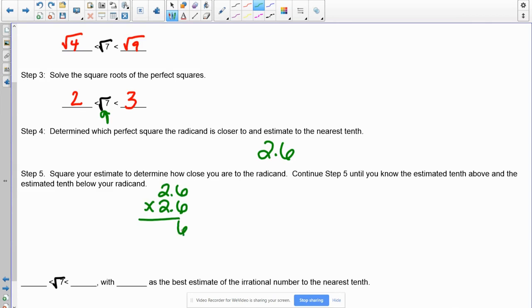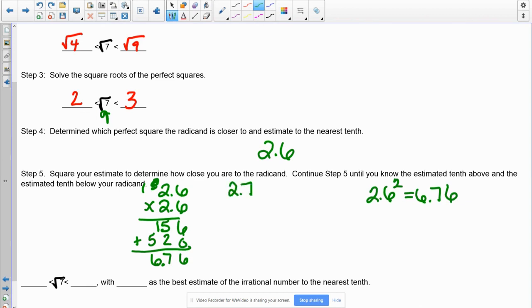So 6 times 6 is 36. 6 times 2 plus 3 is 15. Add my 0. 2 times 6 is 12. Carry my 1. 2 times 2 is 4 plus 1 is 5. I'll work on my addition here. 6, 7, 6. Move the decimal over twice, and I get 6 and 76 hundredths. Not bad. Close to 7. Not perfect, but close. Let's record this. So 2.6 squared was 6.76. So since I'm low, I'm going to try 2.7.